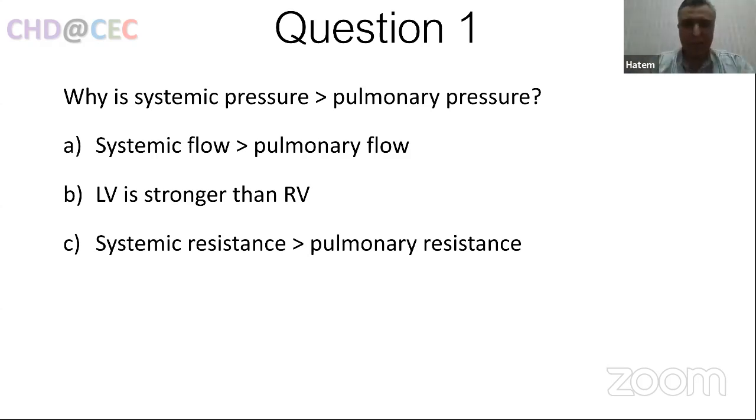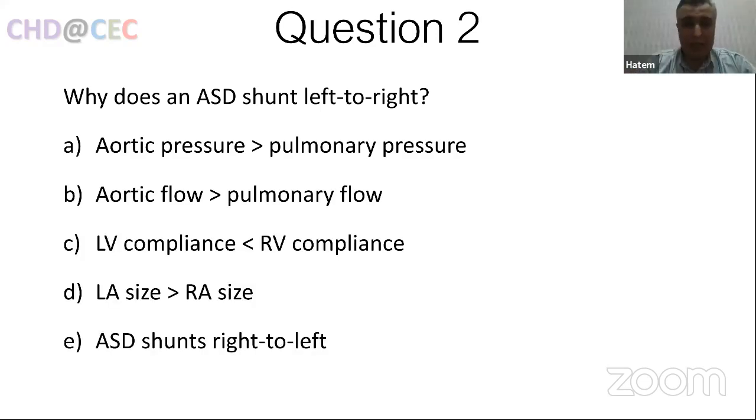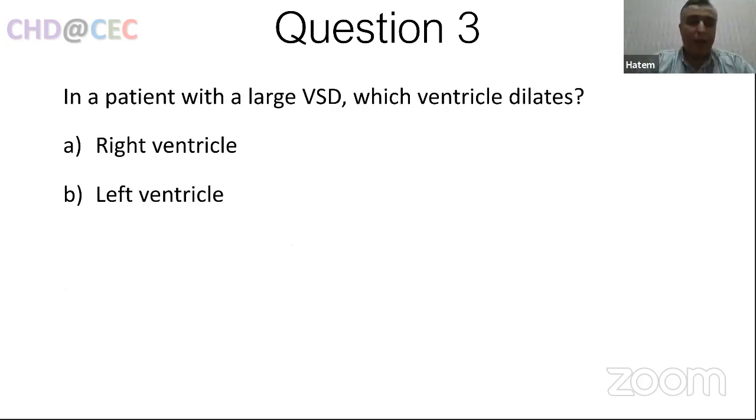Why is systemic pressure higher than the pulmonary pressure? Because of flow, or stronger ventricle, or the resistance? Question 2, why does an ASD shunt left to right? Is it because of aortic pressure, aortic flow, LV compliance, left atrial size? Actually, the ASD shunts right to left, not left to right. And then third question, a patient with a large VSD, which ventricle would dilate? Is it right ventricle, left ventricle, both, or none?